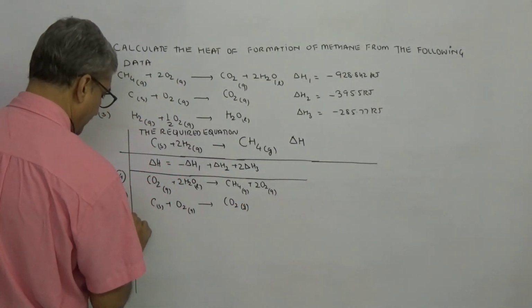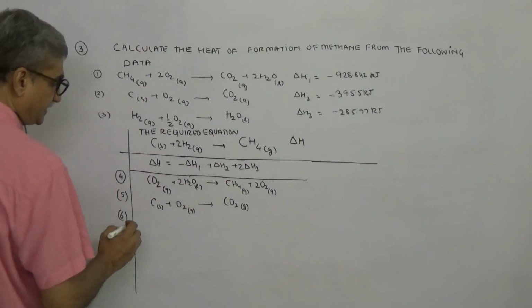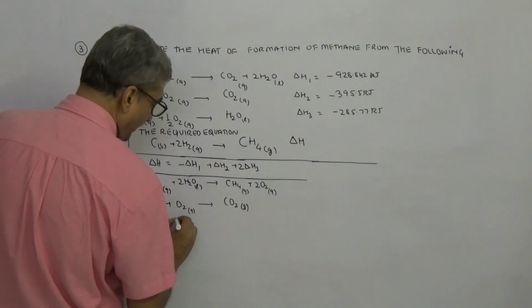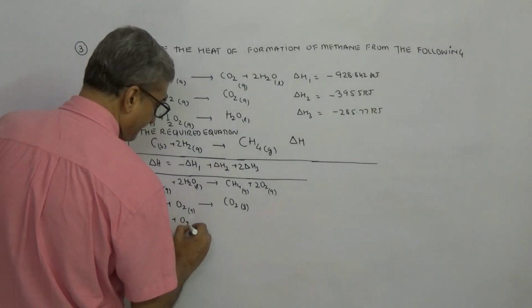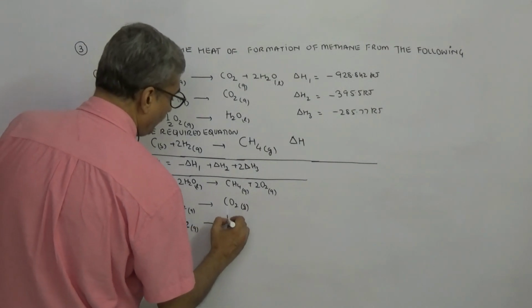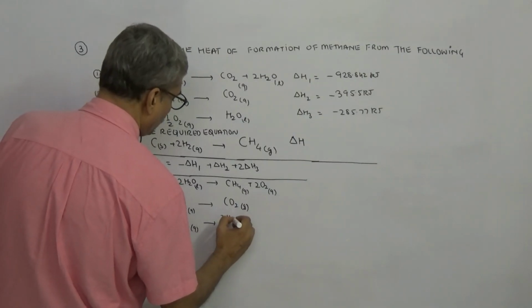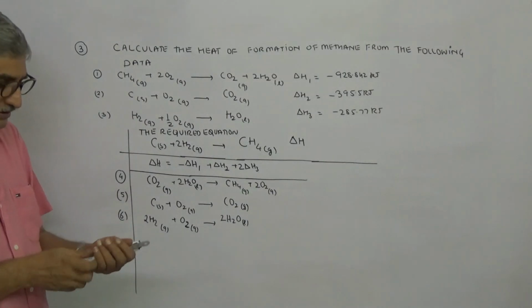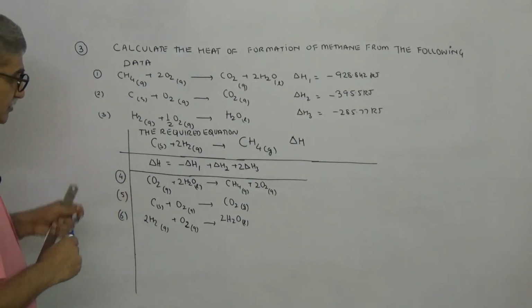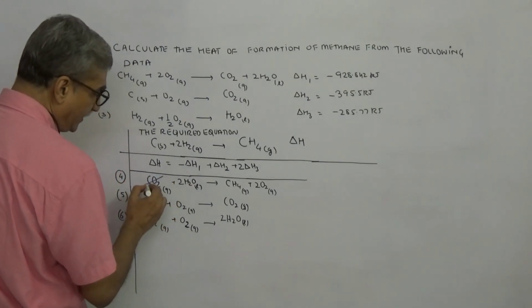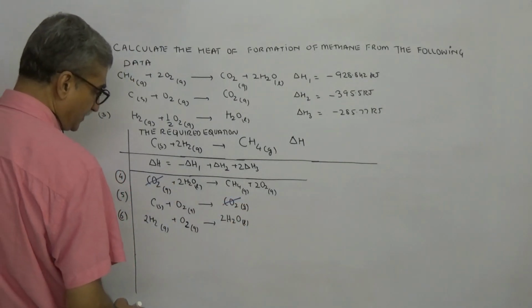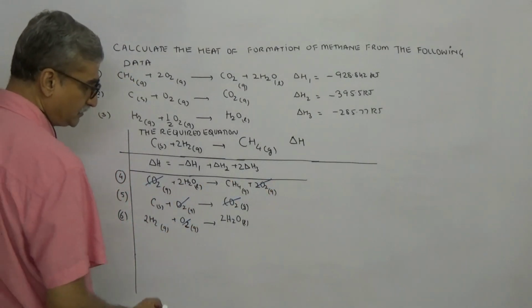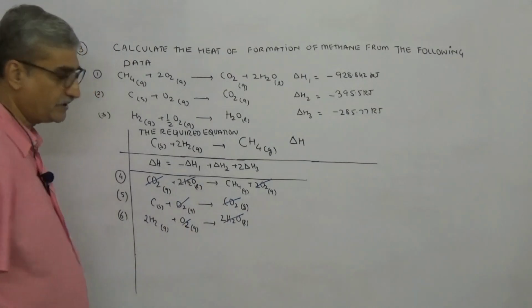Okay. Sixth equation, 2 times delta H3. So you have 2H2 gas plus O2 gas forms 2H2O liquid. Having rearranged, let us see what is getting cancelled. You have 1 mole of carbon dioxide cancelling with 1 mole of carbon dioxide. Then you have 2 moles of oxygen cancelling, and 2 moles of H2O getting cancelled over here.